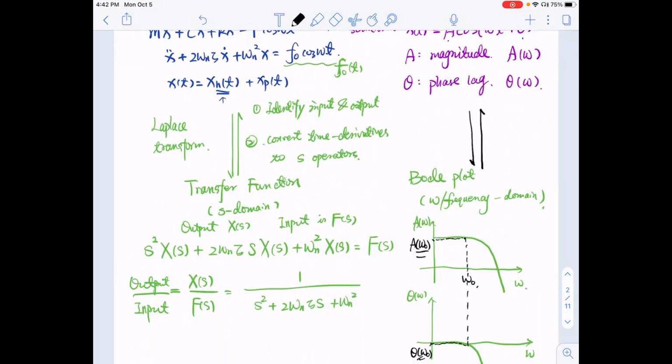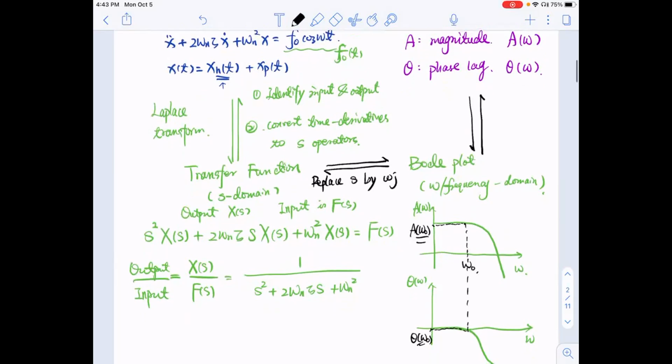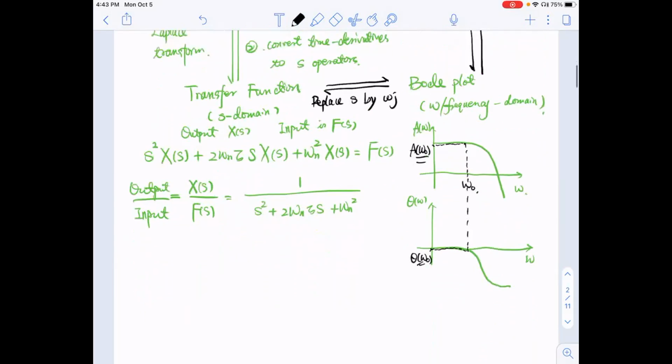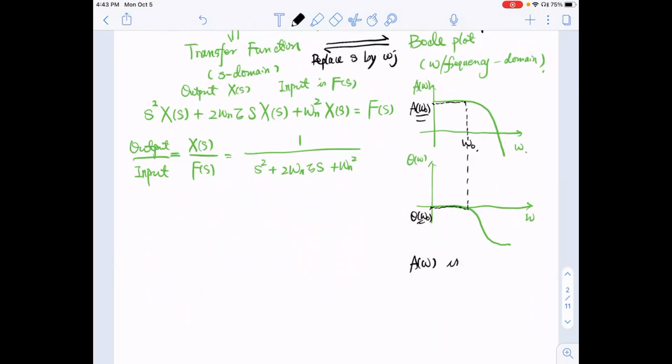But how can you get Bode plot? So that's the coupling between transfer function and Bode plot. Between these two, what you need to do is just replace s by omega j. Once you have this transfer function, you replace s by omega j, and then you're going to get a complex number. And then the norm of this complex number. Let's define this complex number as, in this case, 1 over (omega j) squared plus 2 omega n zeta omega j plus omega n squared.